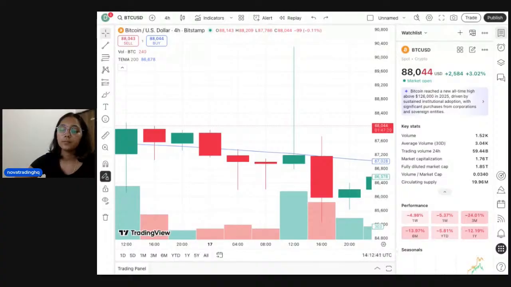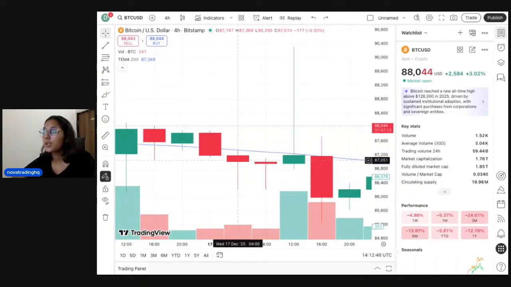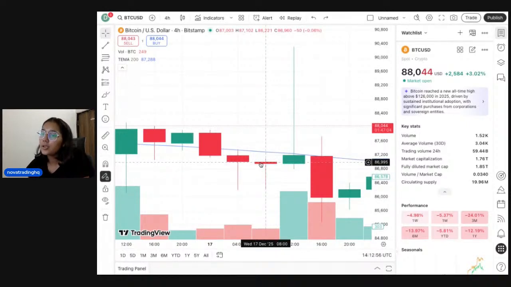Lovely. So that was the story the candle is telling us on the 17th of December at 4 a.m. in the morning. Now let's go back and analyze the candle of 8 a.m. in the morning.